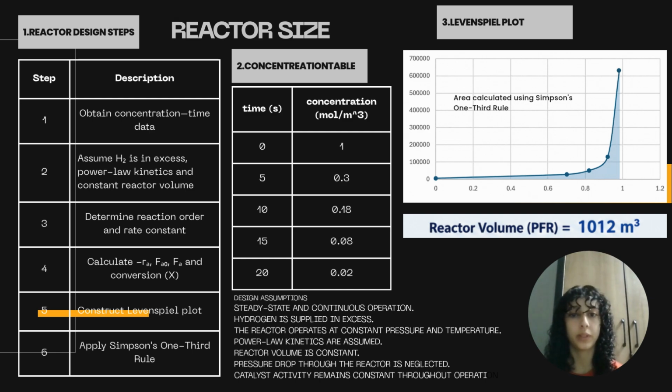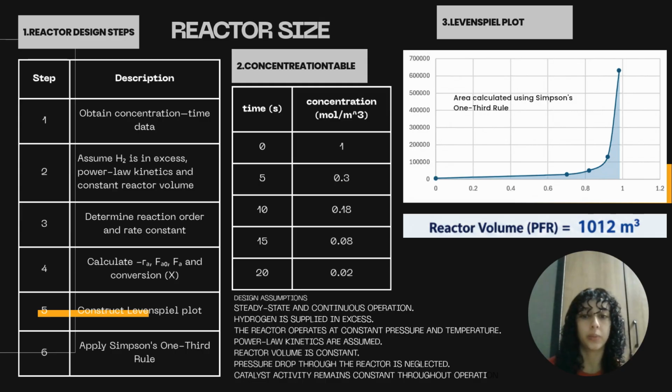These values were then used to construct the Levenspiel plot, which is shown on the right side of the slide. The area under this curve represents the required reactor volume for a PFR. Finally, Simpson's one-third rule was applied to calculate the area under the curve, giving a reactor volume of approximately 1012 cubic meters. This reactor volume is sufficient to achieve the target methanol production while maintaining the desired conversion under the selected operating conditions.